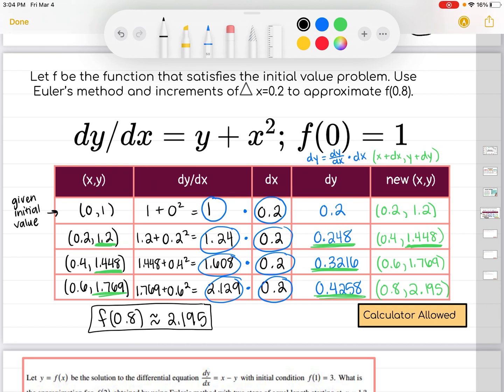And then you might be wondering, how do I know how many times to do Euler's method? That's based on the change in x they give you and what you're trying to get to and where you're starting. So if I'm starting at 0 and I need to get to 0.8 and I'm going by 0.2, I'm going to have to do it 4 times. So that's all based on what is given to you. You'll be able to figure out how many times to do it until you get to what you're trying to approximate. So hopefully this helps.